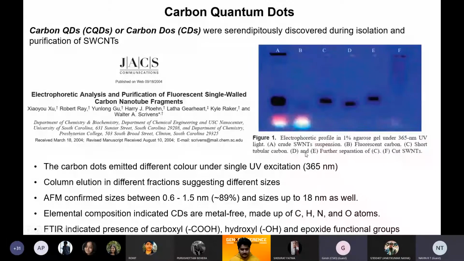And when they studied these nanoparticles, carbon dots, under FTIR, they found out the presence of carboxyl, hydroxyl, and several other polar functional groups. This was also very important because this gave an idea to researchers that these nanoparticles could be utilized in the biomedical domain, because of their very high water solubility, as well as their functional groups, which could be modified further.